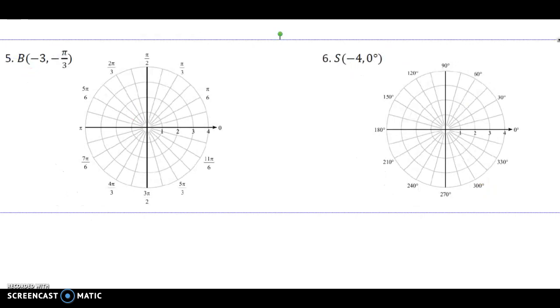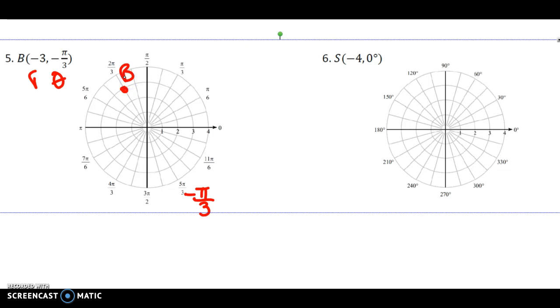For 5, both the radius and the angle are negative. So I'm going to go pi over 3 if I count 1, 2, 3, 4. So I need to count clockwise. 1, 2, 3, 4. So here's negative pi over 3. Since it's a negative 3, I'm going to go backwards 3 rings. 1, 2, 3. And here is point B.